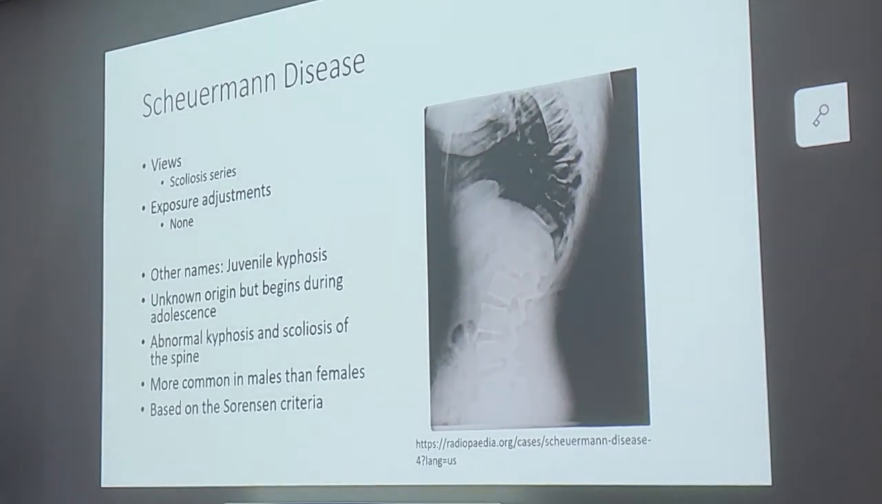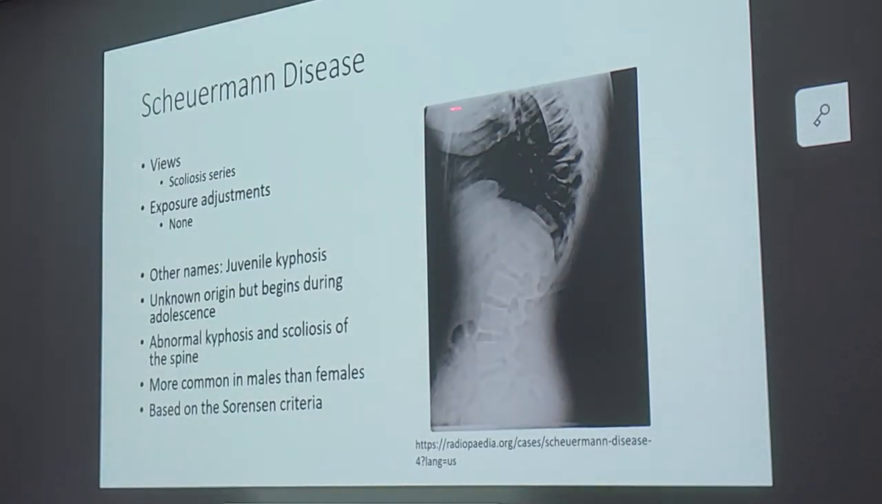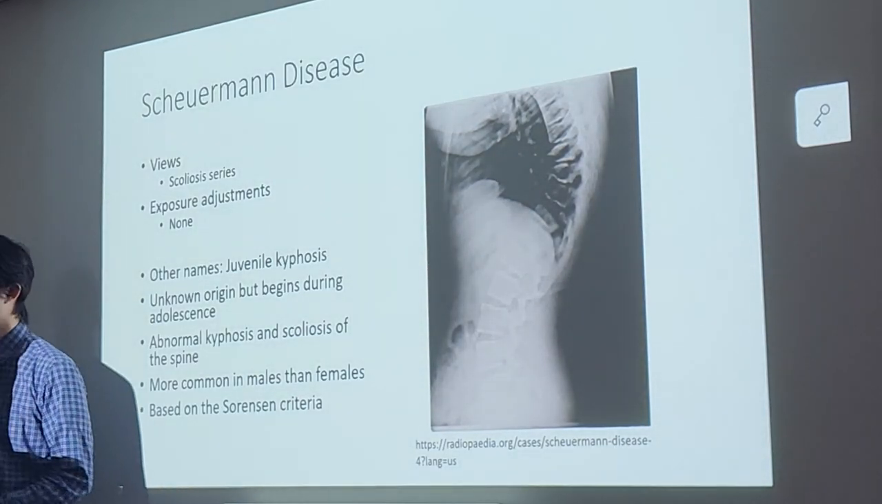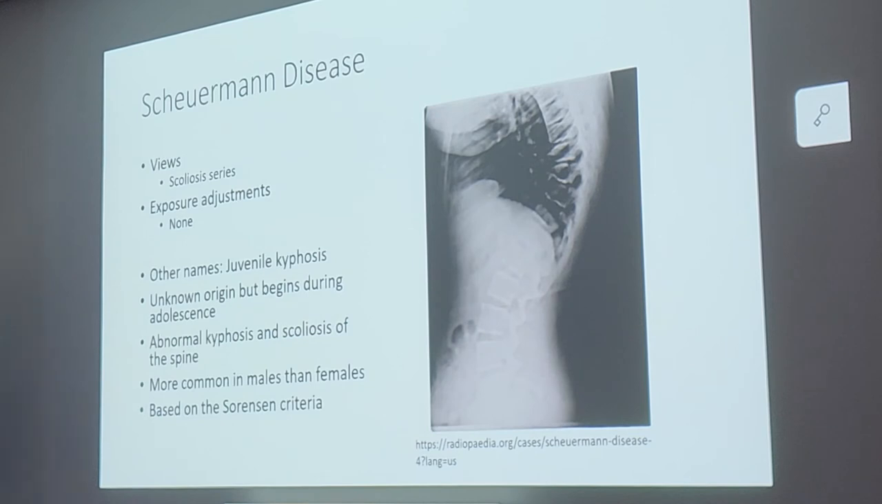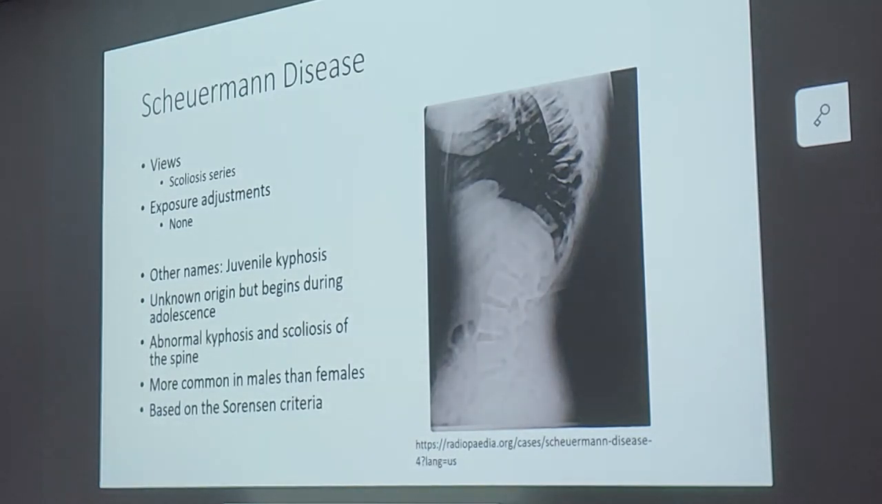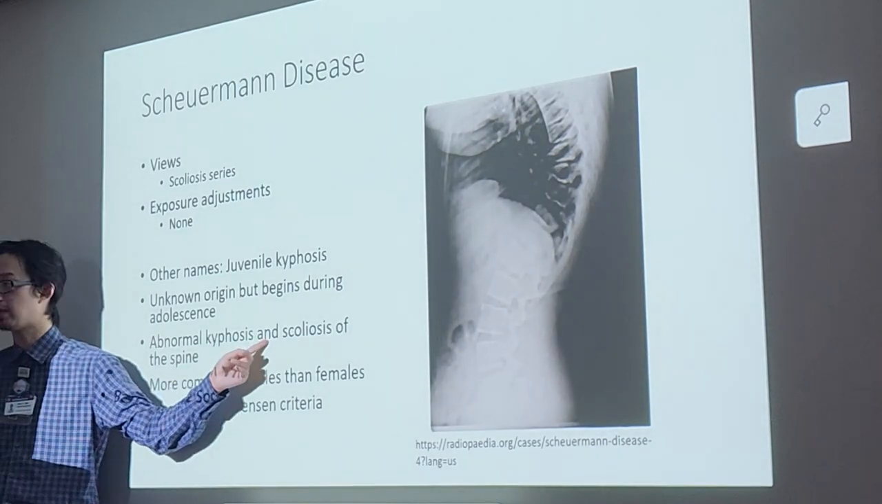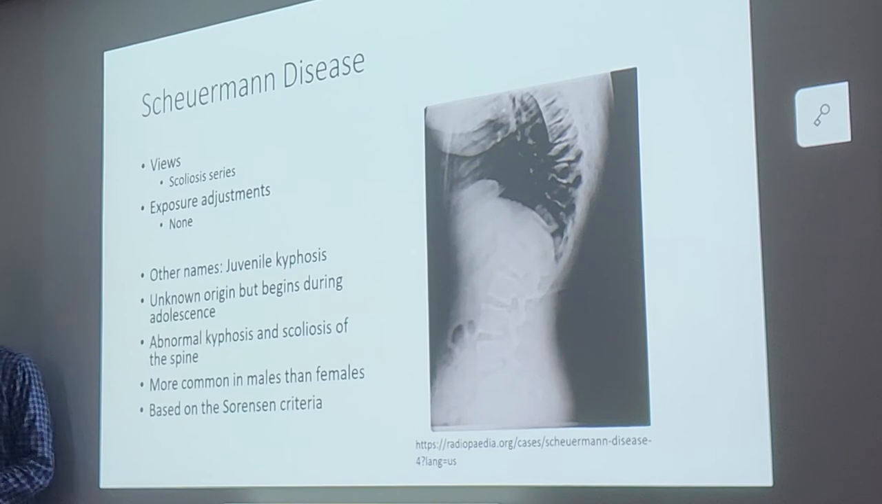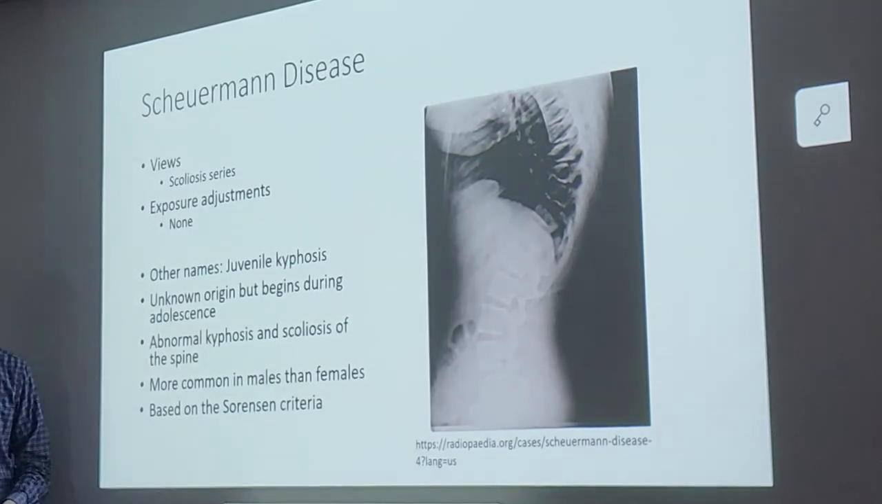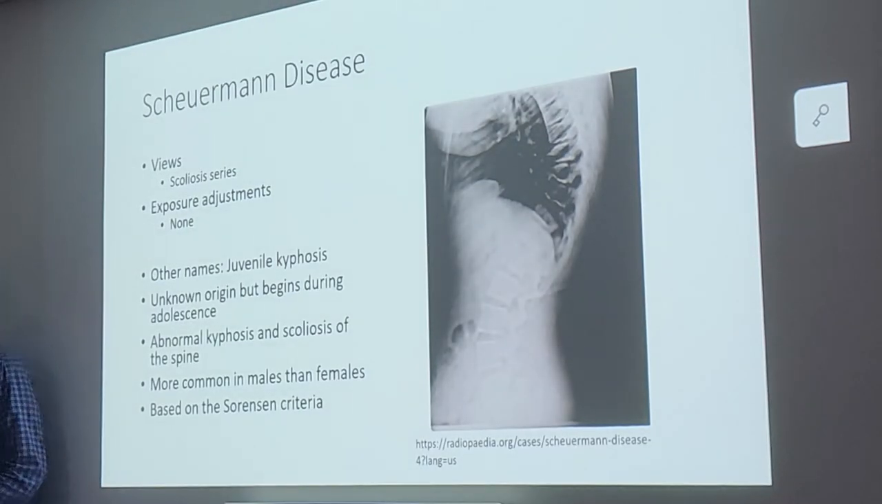Next up, we have Scheuermann disease. This is also called juvenile kyphosis. If you take a look, what do you see happening to the spine? A giant C. Kyphosis. But this is not just kyphosis. This may also come with scoliosis as well. So not only is the spine affected front to back, it's also affected side to side.